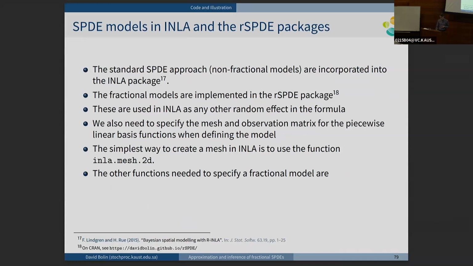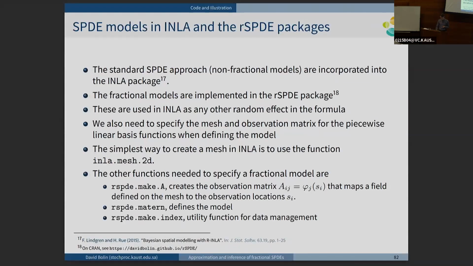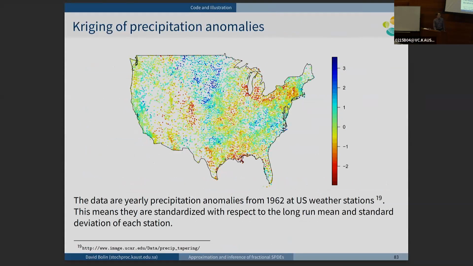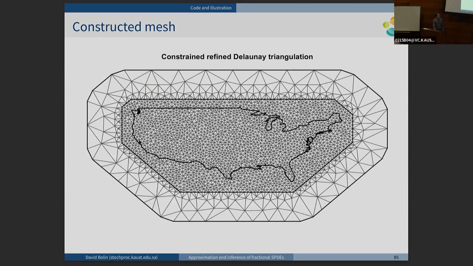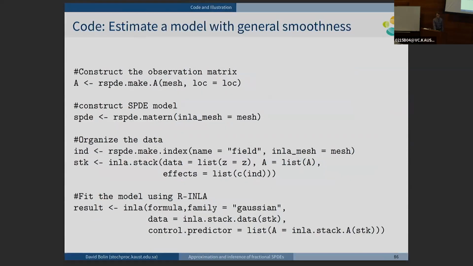Maybe it's easiest to just show the code directly. Here's an illustration with some simple precipitation data that you might want to do kriging for, to show you the simplicity of the code. This is the code for plotting the data first and then constructing the finite element mesh that we need. Here's the mesh that we use for this illustration.